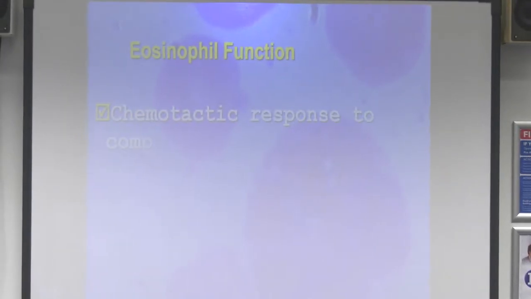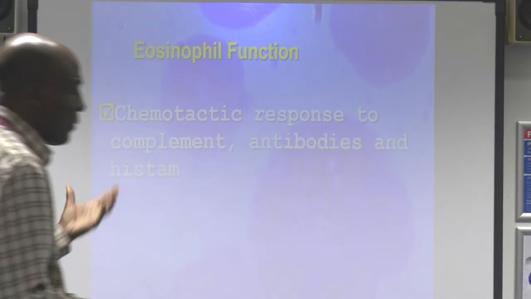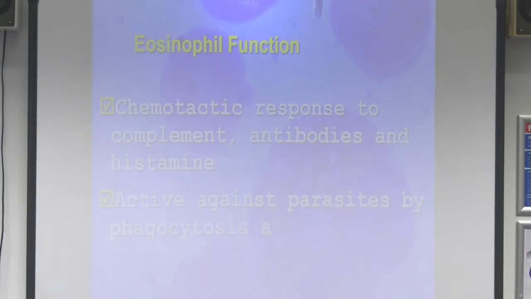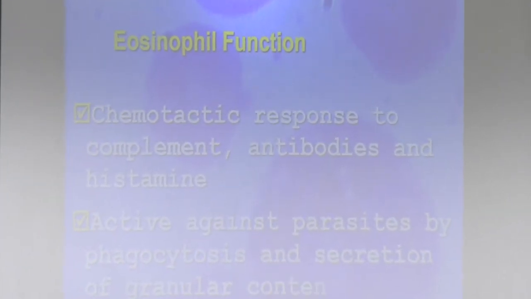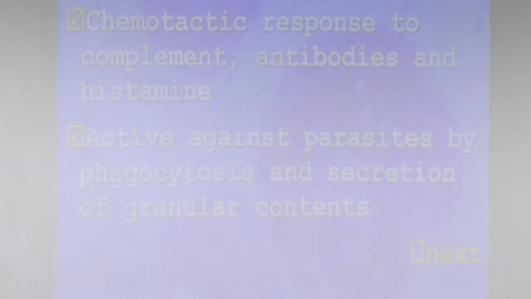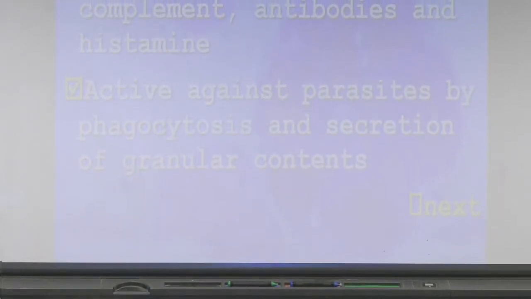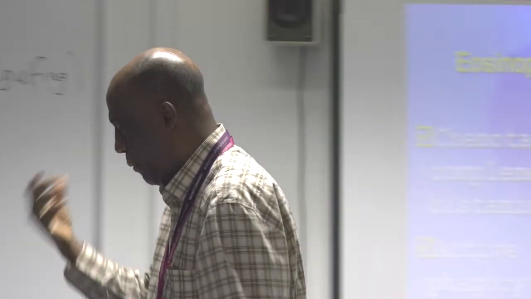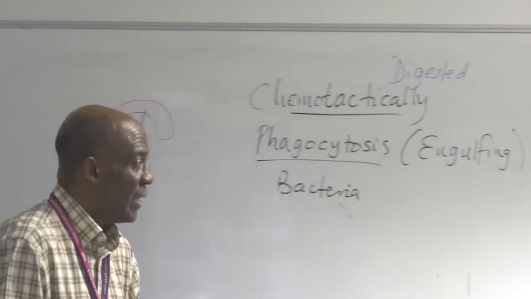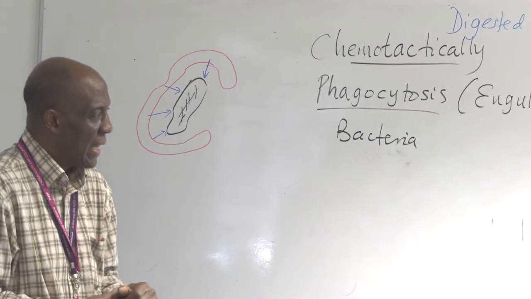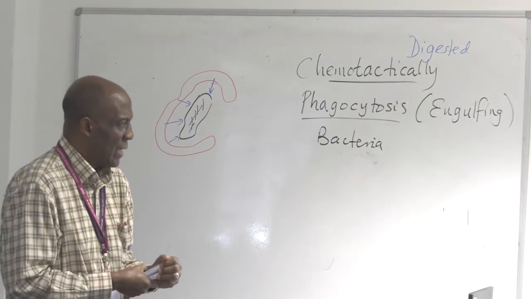Okay, so the eosinophil, another white blood cell. You can see I'm skipping some of the functions, what's called the structures. I'm going straight to the point. Again, here is a chemotactic response. You read it. To complement antibodies and histamine.